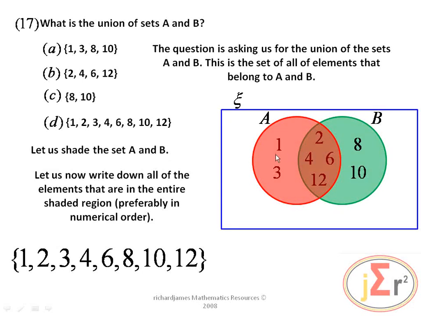So let us see if we can do it from here. 1. What is the next number? 2. Then 3. Then 4. What is the next number? We do not have a 5, so we say 6. After 6, we do not have a 7, so we say 8. We do not have a 9, so we say 10. We do not have an 11, so we say 12. Right? And this set is represented by option D. Very nice.